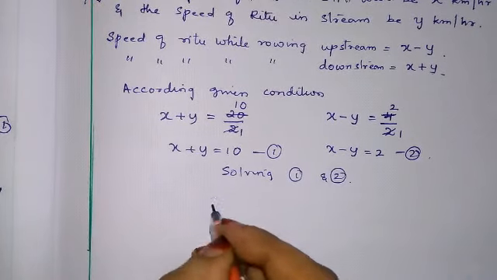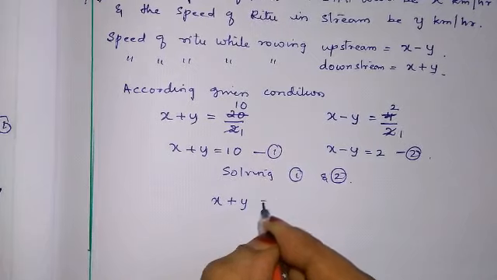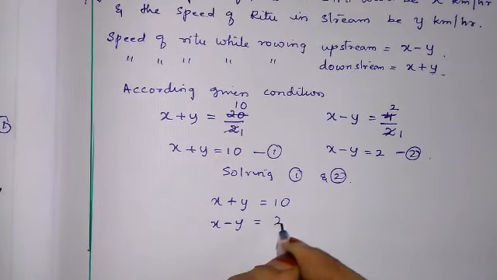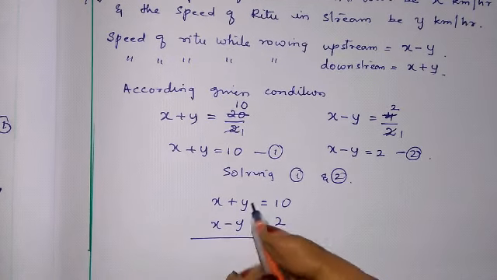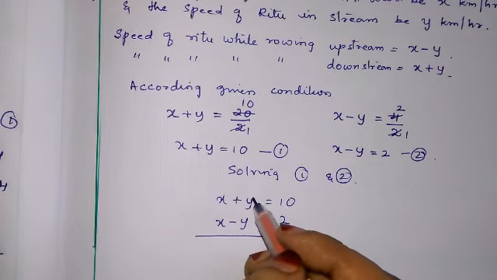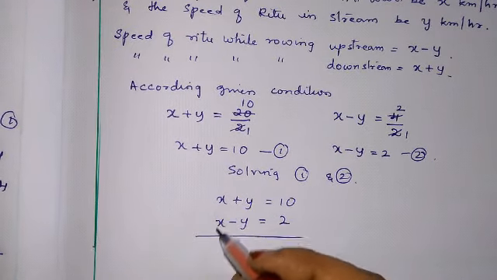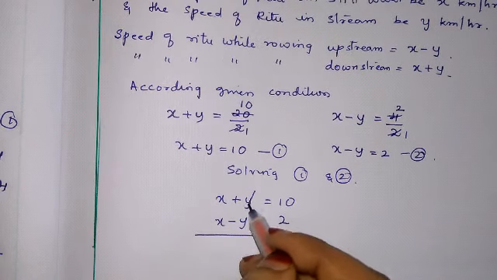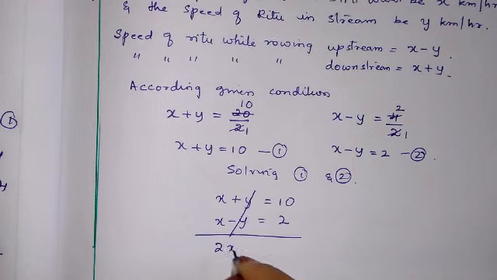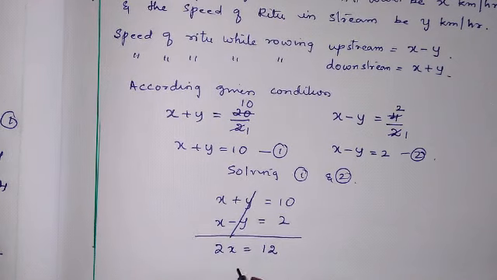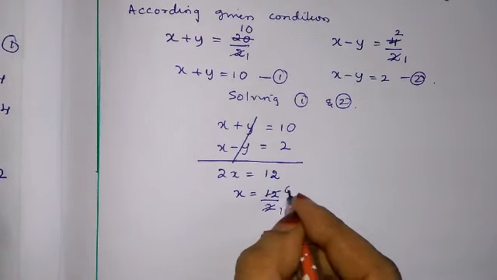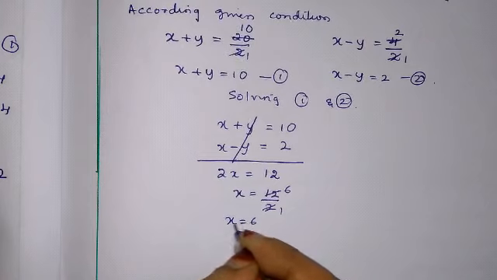We get x plus y is equal to 10 and x minus y is equal to 2. Here we can directly eliminate; no multiplication is needed, because here both x have positive sign, and 1 plus, 1 minus gives direct elimination. 2x is equal to 12. x is equal to 12 by 2. 2 ones are 2, 2 sixes are 12. x is equal to what we got? 6.